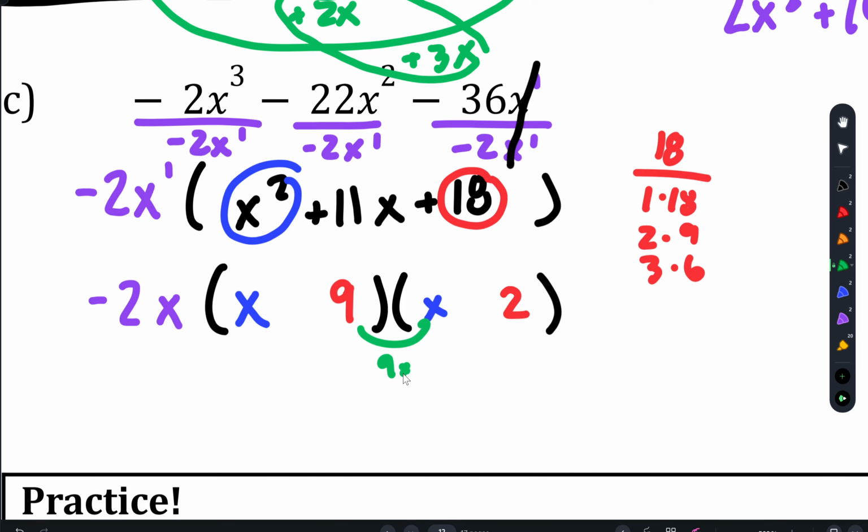Okay, we're going to check. 9x, 2x. Positives, negatives, one of each. What are we thinking here? Both positives.